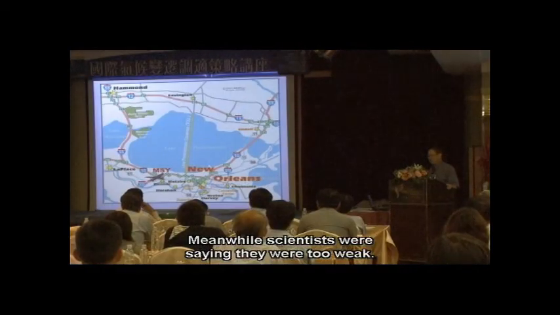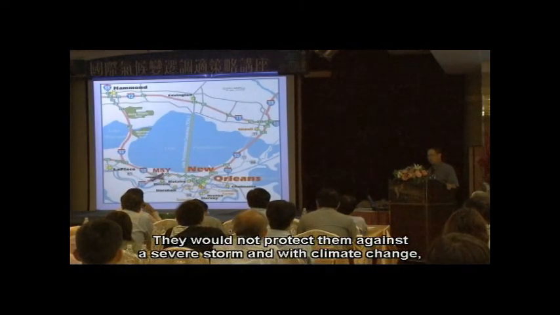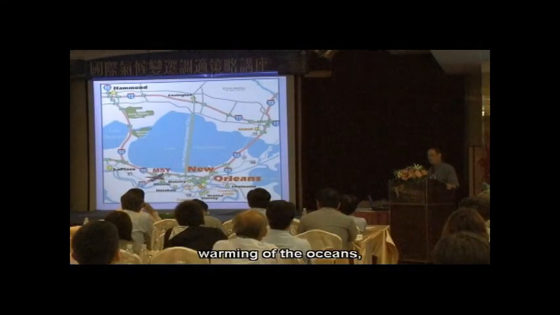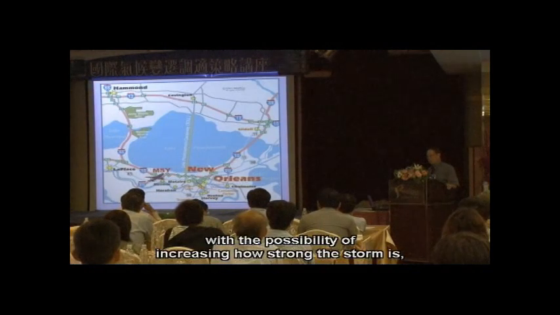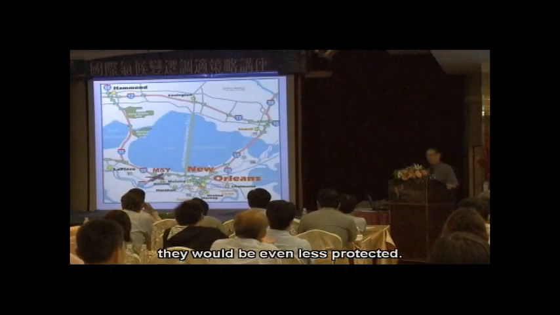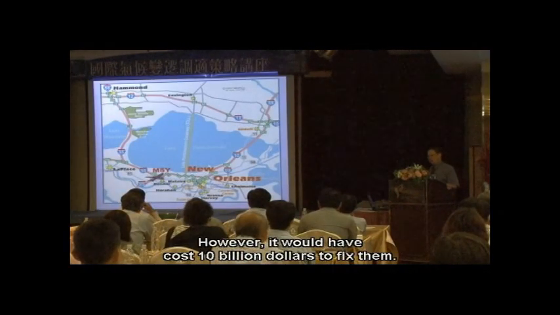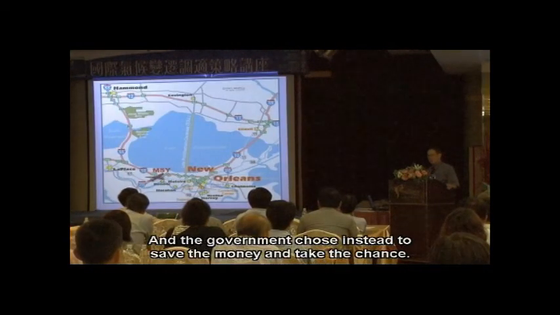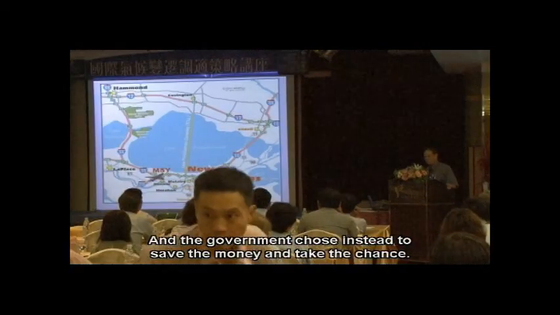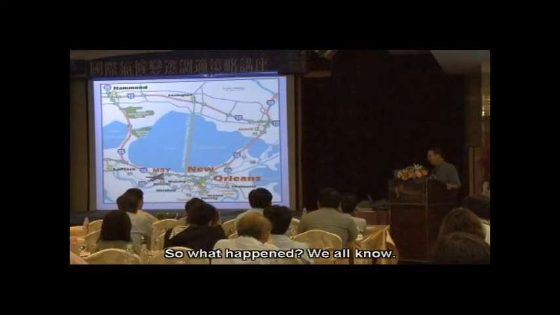Meanwhile, scientists were saying they were too weak. They would not protect them against a severe storm. And with climate change, warming the oceans, with the possibility of increasing how strong the storm is, they would be even less protected. However, it would have cost $10 billion to fix them. And the government chose instead to save the money and take the chance. So what happened, we all know.